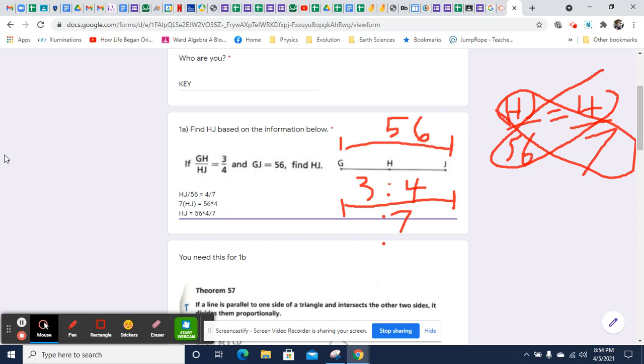And we can simplify that. We can factor a 7 out of the 7 and a 7 out of the 56. So we end up with 8 left over from the 56, times 4, which never got factored out, all over 1, which is just 8 times 4, which is 32. And that's the answer, 32.